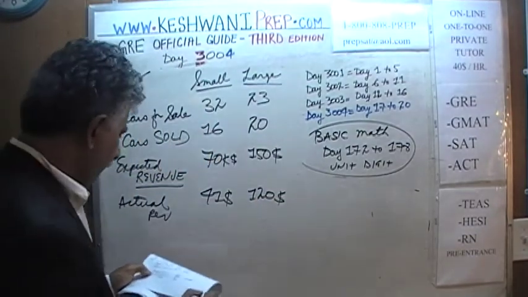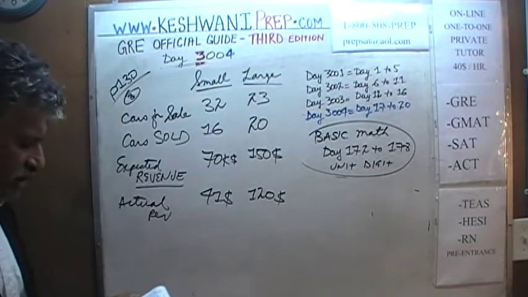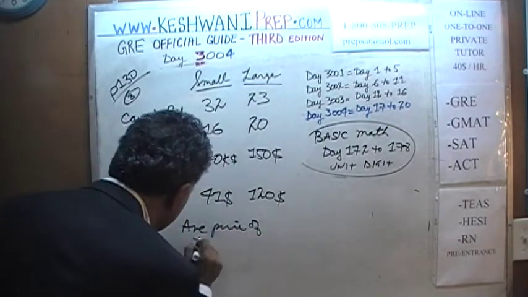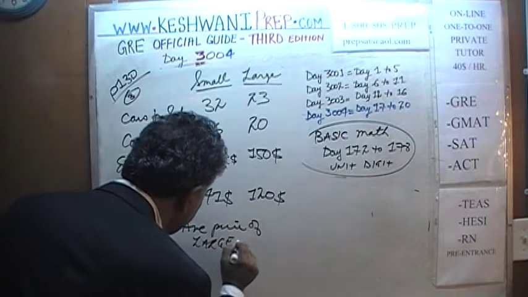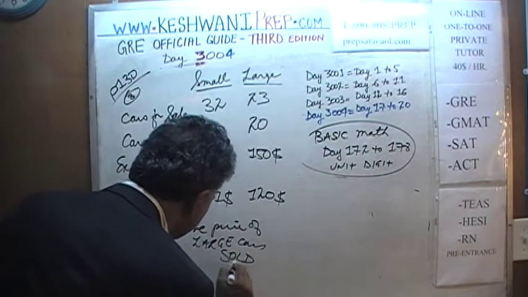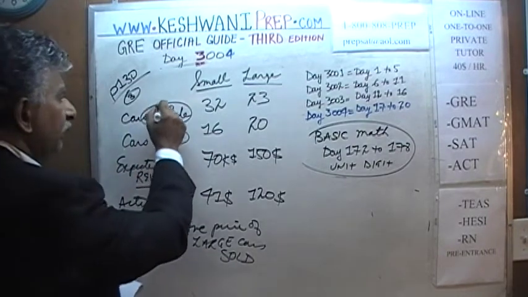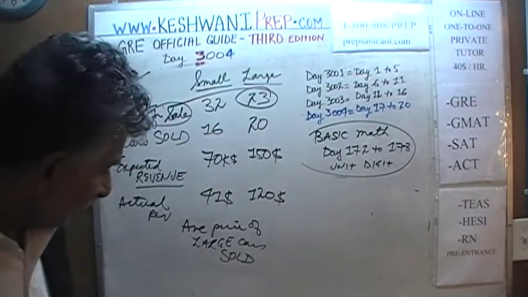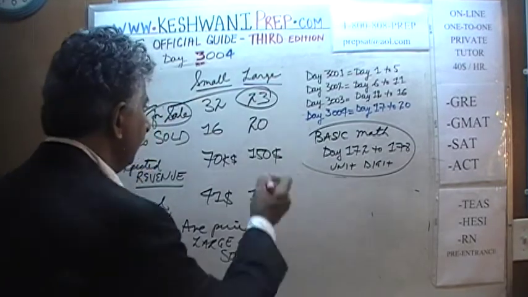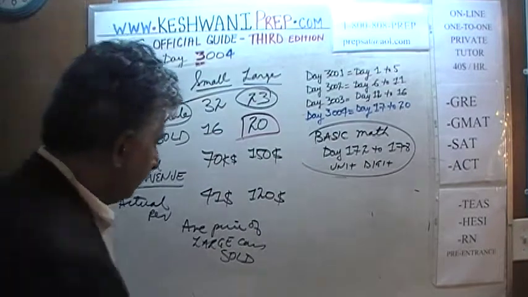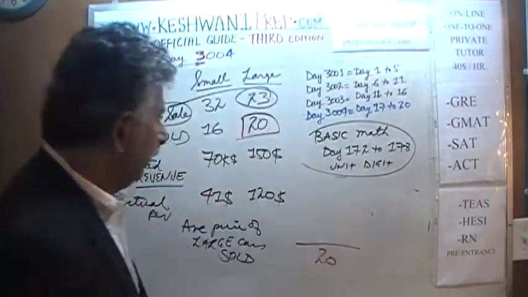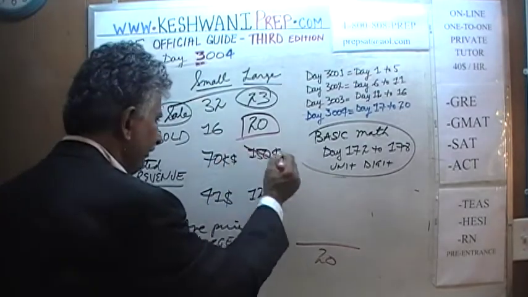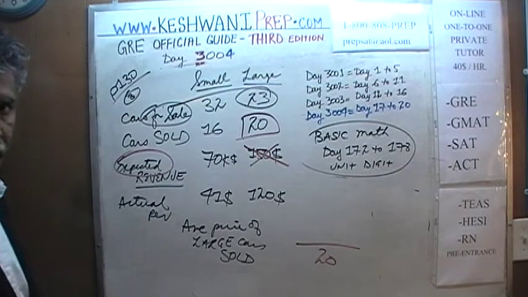The question simply is, what is the average price of the large cars that were sold? Not for sale. For sale, there were 23 large cars, but the number of cars that were actually sold is 20. This is where you have to pay attention. So there were 20 cars sold. And how much did we get? We did not get $150,000. That's what we were expecting. That's not what we got.